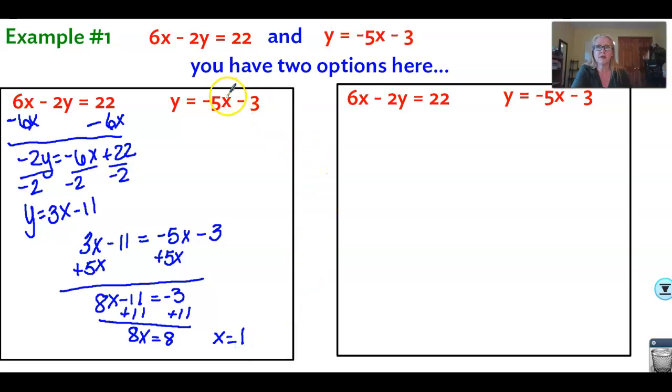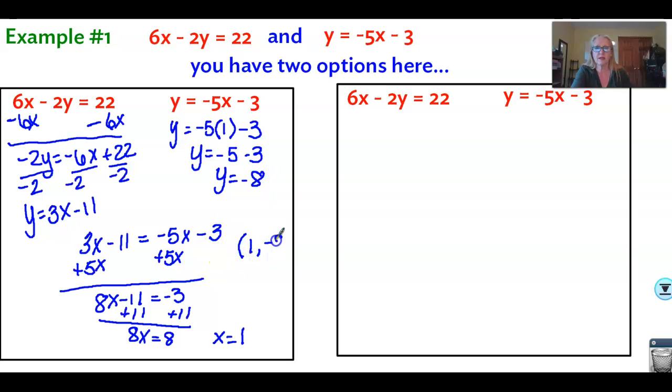Well, if we go back up here and put a 1 in for this x, we would have y equals negative 5 times 1 minus 3. Y equals negative 5 minus 3. Y equals negative 8. So the solution to this system of equations is 1, negative 8. That is the point at which the two lines would cross.